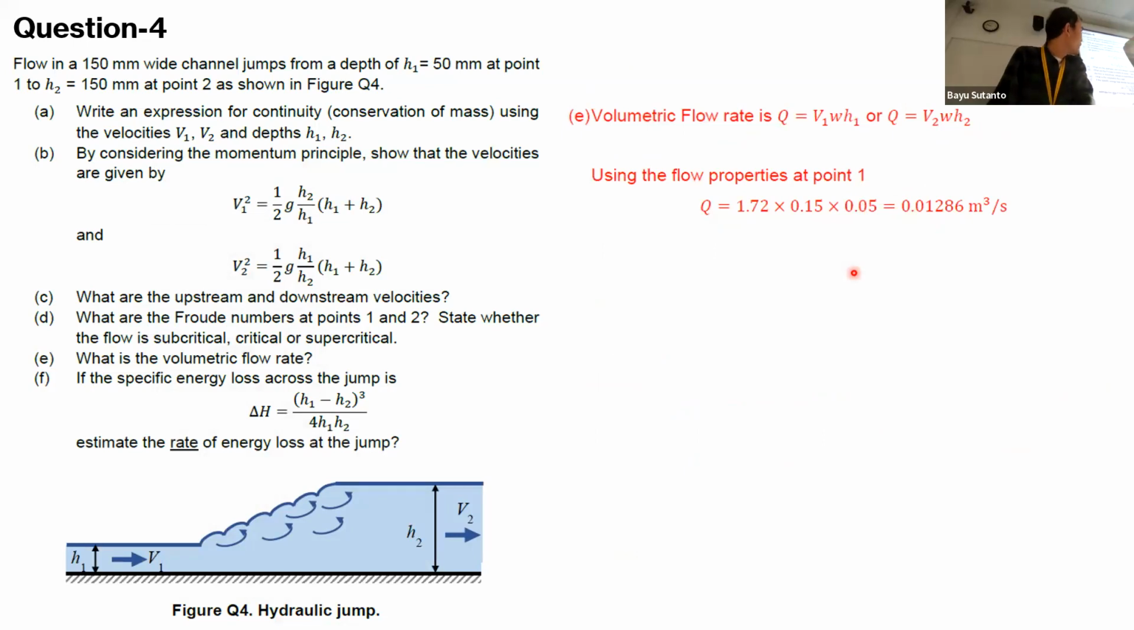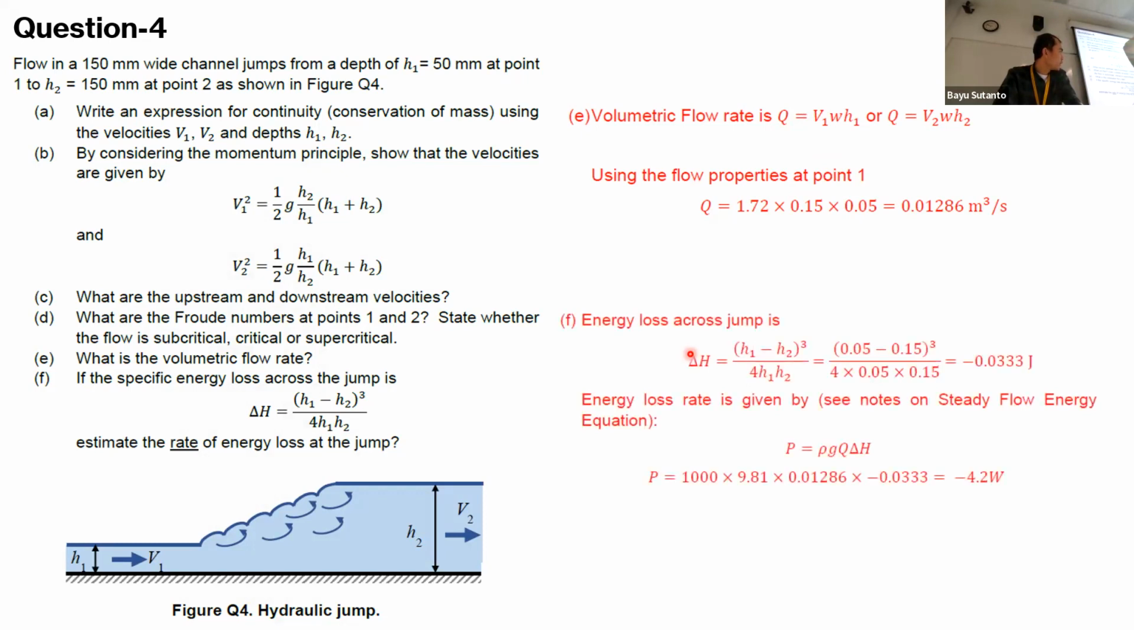And last, we need to define the volumetric flow rate. So we know the volumetric flow rate you can calculate in point 1 or point 2 must be similar, because mass flow must be similar. So the volume flow rate must be similar. We have volume flow rate 0.0186, and the energy loss across the jump. So this is just input from our equations. This is for the head losses.